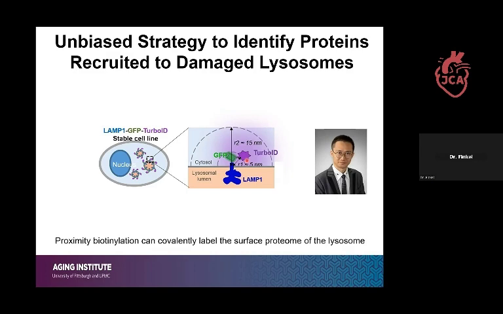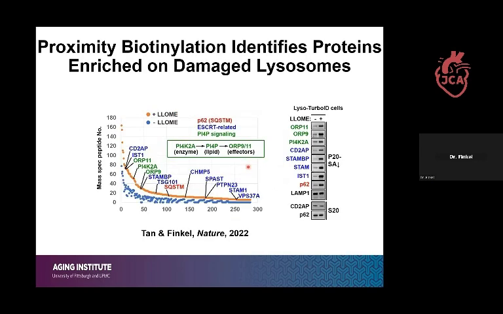And so what Jay did is engineer this cell so we could essentially biotinylate the lysosomal surface. And we did this under two conditions, under normal, basal conditions, and then 30 minutes after we damaged the lysosomal surface. And then we asked what was different about the proteome on the surface of the lysosome under normal conditions versus under damage. And the answer was quite a lot. As you can see, we published this a few months ago in the journal Nature.